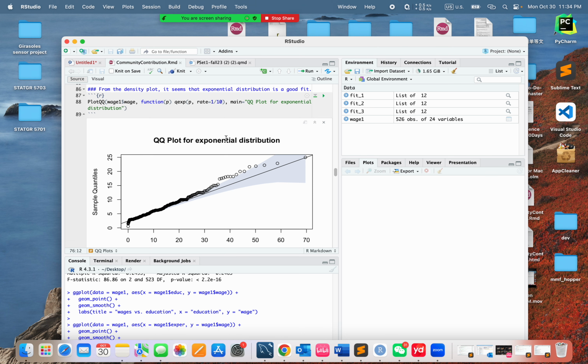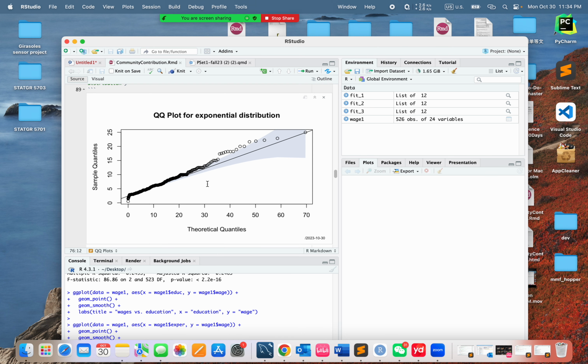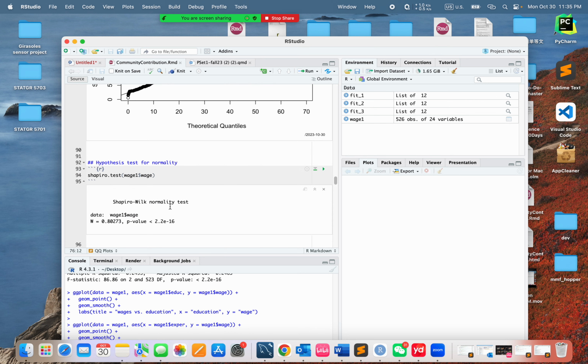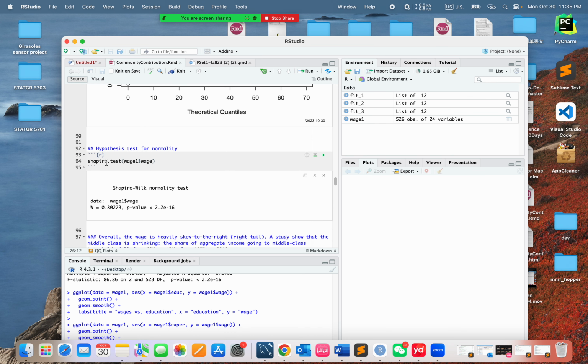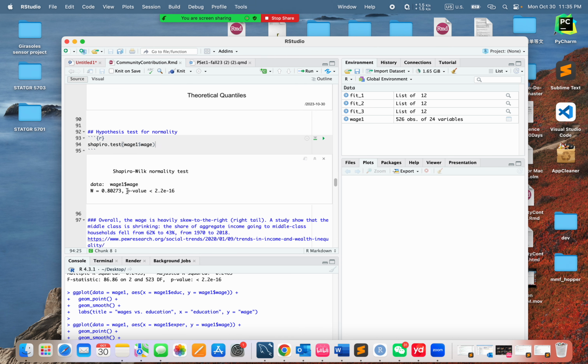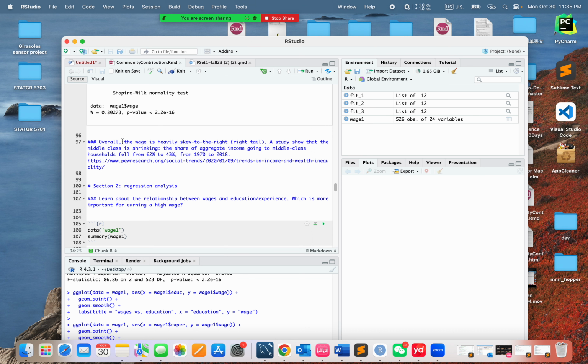Let's see the QQ plot for exponential distribution, and it seems that our distribution is closer to an exponential distribution than it is to a normal one. And then we conduct a Shapiro hypothesis test, and we see that the p-value is extremely small, meaning that our distribution is unlikely to be a normal one. So overall, the wage is heavily skewed to the right, meaning that there is a small group of very rich people, and the majority of the population is to the left side of the income.